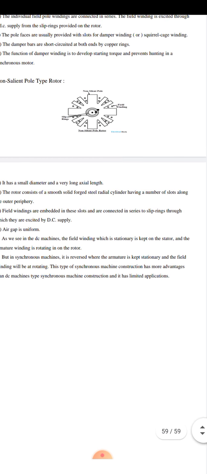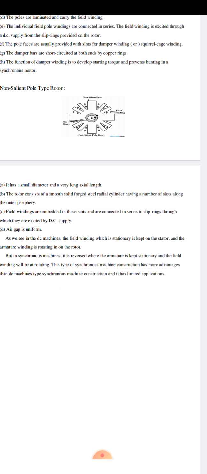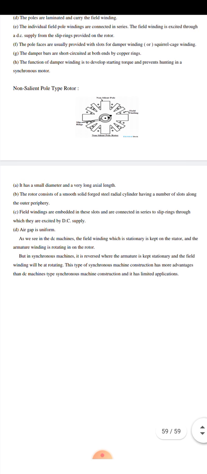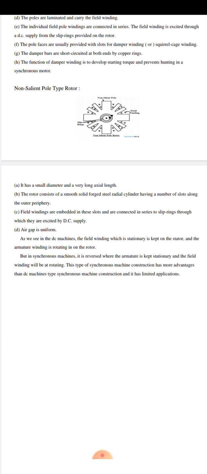As I said earlier, in DC machines the stationary part is the stator and the rotating part is the rotor, whereas in synchronous machines it is reversed: the armature is kept stationary and the field winding rotates, and this type of machine is more advantageous.